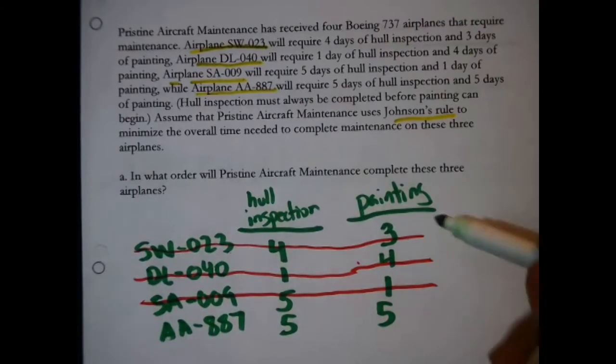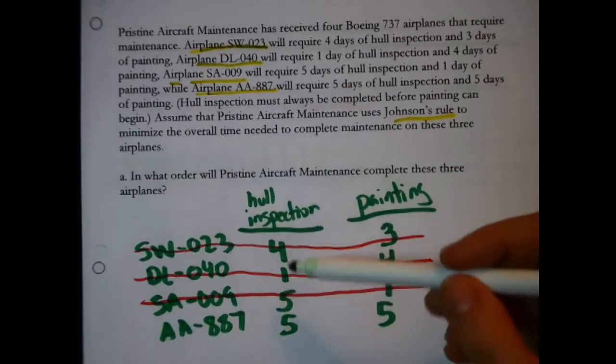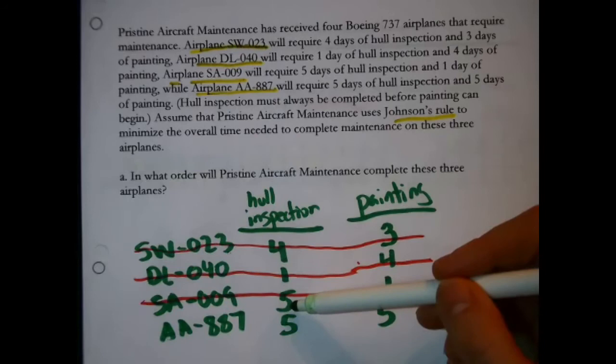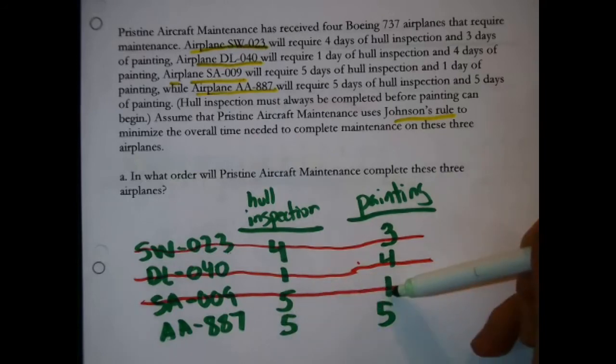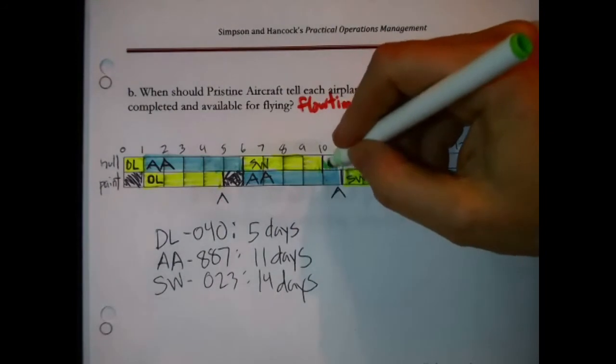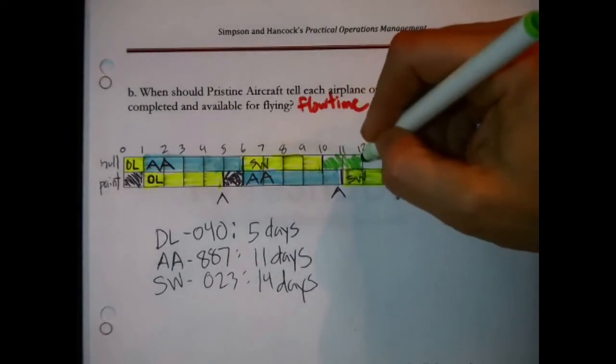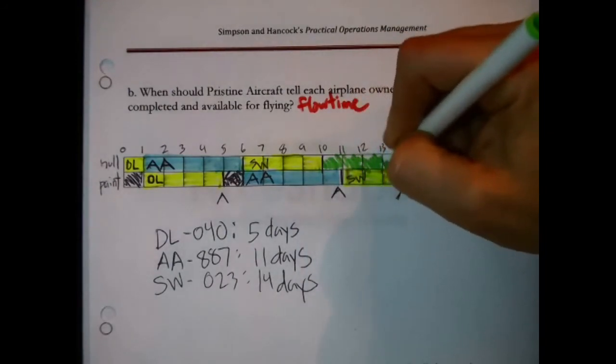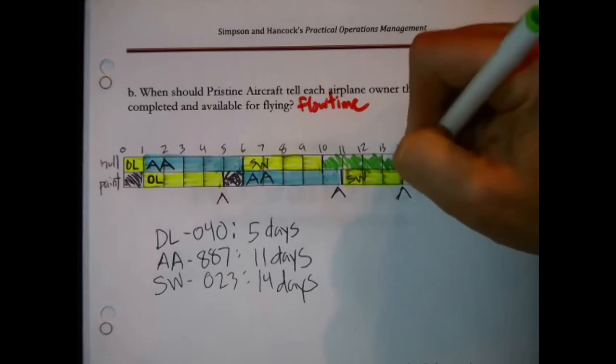And then finally, to finish off this entire sequence, who's last? In last place is SA009. All right, what's the data? 5 days worth of hull inspection, a lot of hull inspection, and 1 day worth of painting. Okay, 5 days worth of hull inspection. 1, 2, 3, 4, 5.